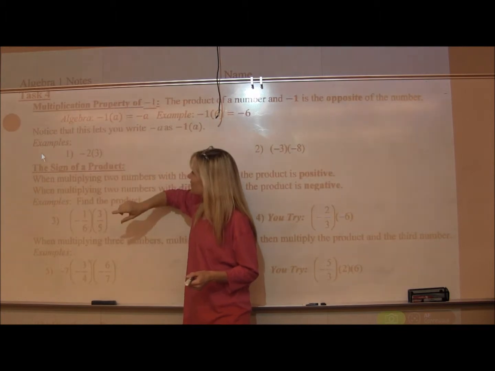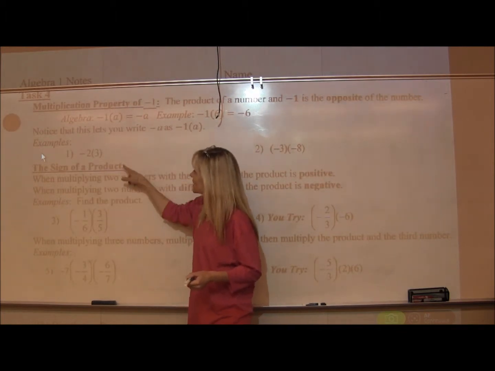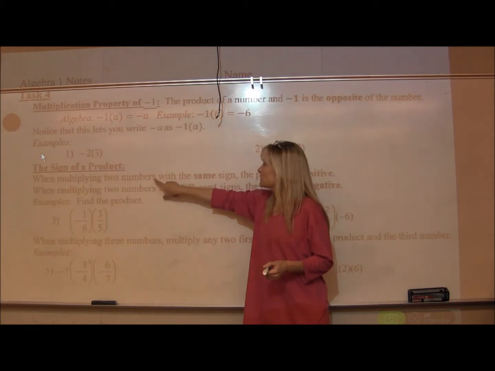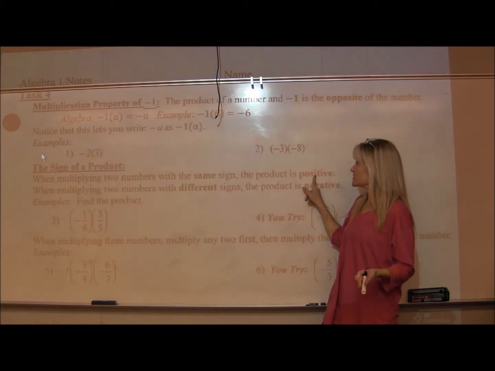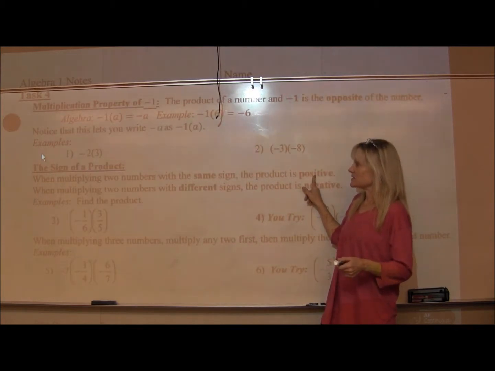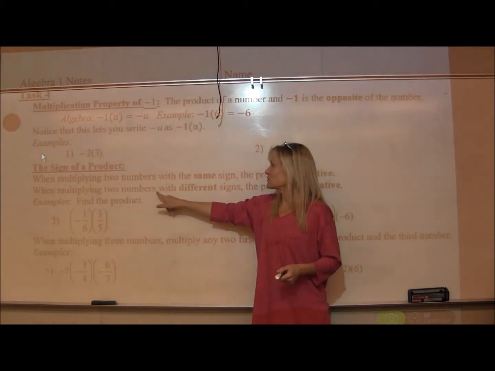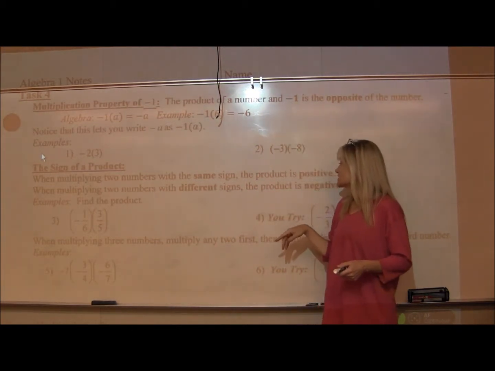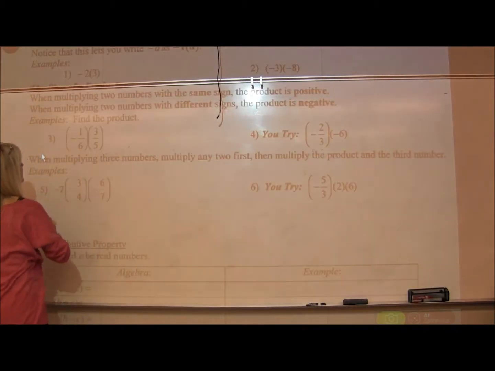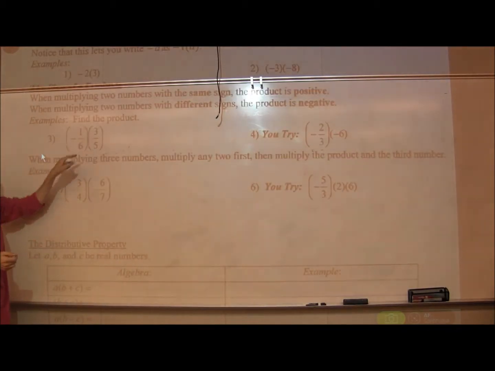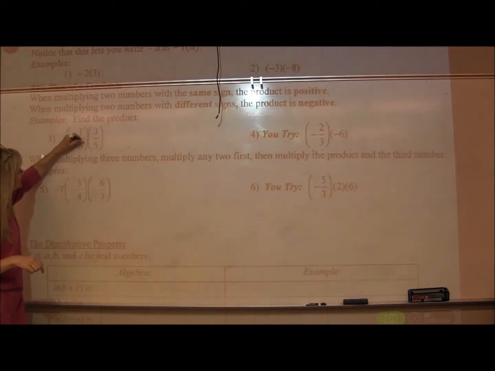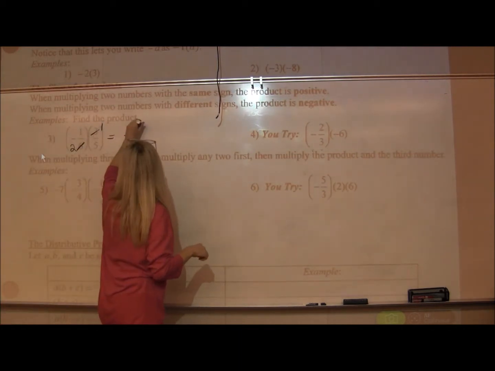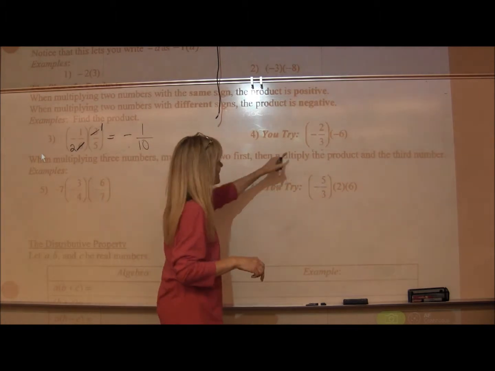So that lets us kind of deconstruct these, so we can see that when you're multiplying two numbers with the same sign, the product is always positive. So a negative times a negative is a positive, and a positive times a positive, of course, is positive. And when you're multiplying two numbers with different signs, the product is negative. Now, in this case, we have a negative times a positive, different signs, so the product will be negative. Now, I can cancel here, right? That's 2, that's 1. So this equals -1/10.